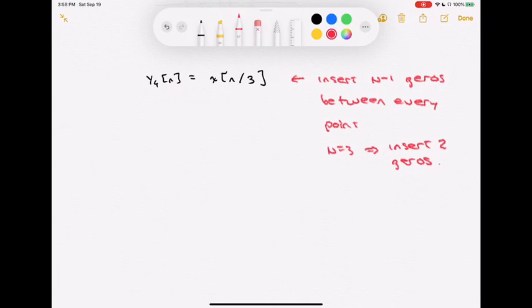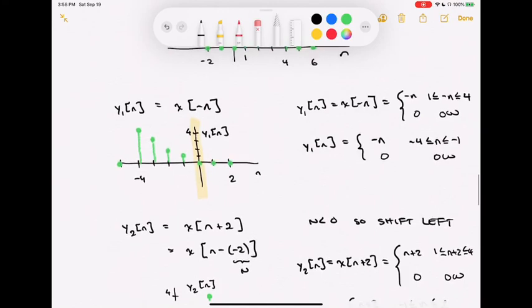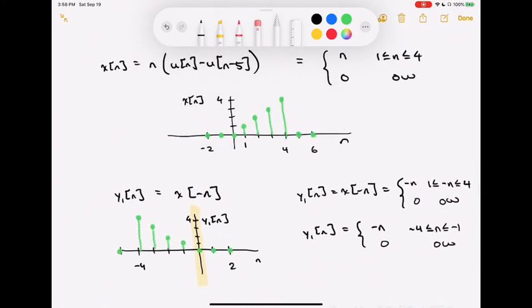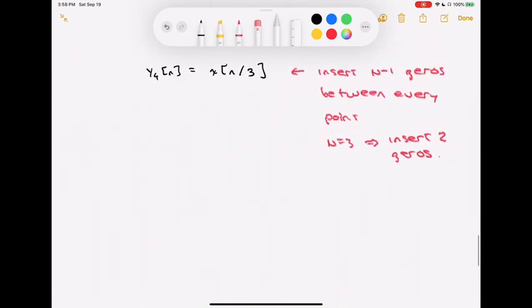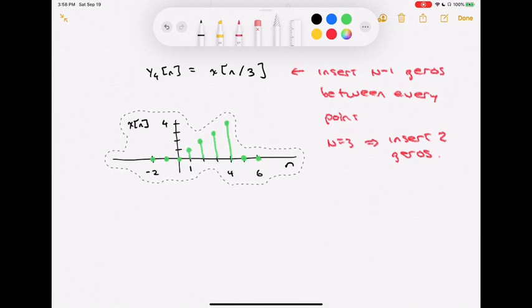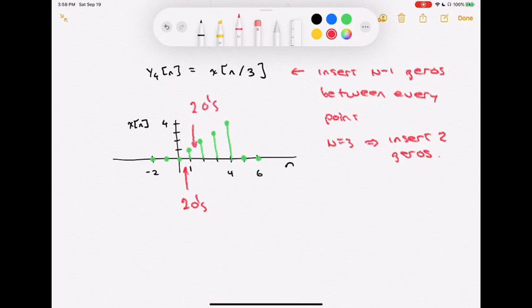Let's go back and grab my original x of n, and we'll think about what that might look like. I'll copy it over. This was our original x function, and I'll paste it in there. So there's our original x. What do I need to do to carry out this upsample by 3? I need to put in 2 zeros, and I need to keep doing that. Every single interval, I need to stuff in 2 zeros.